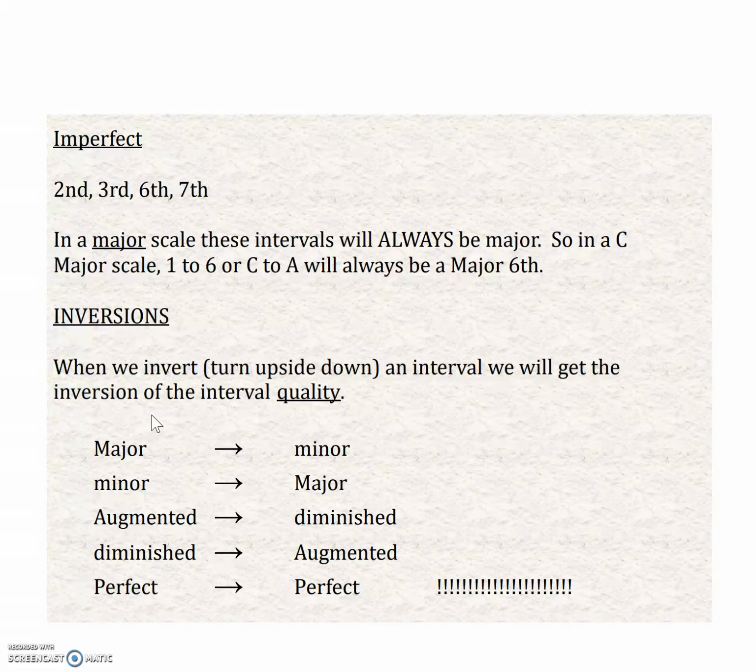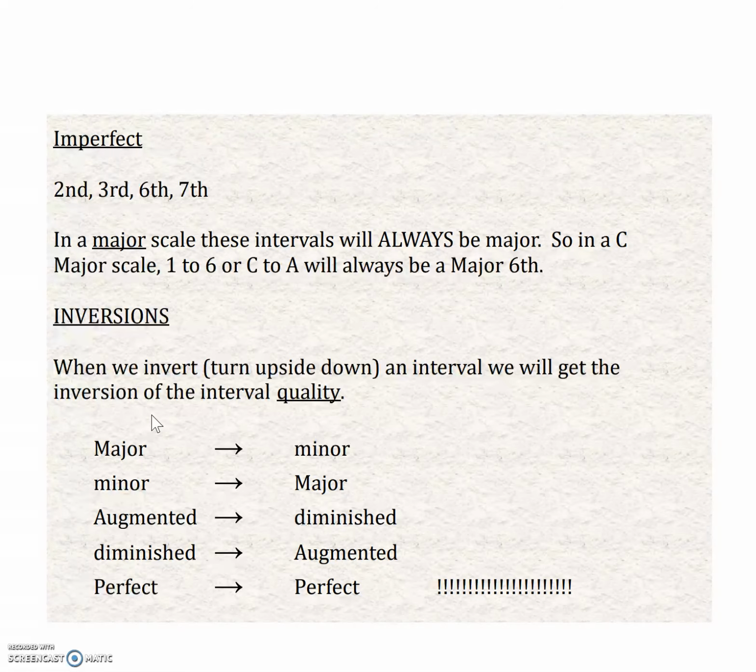When I take an interval and turn it upside down, meaning if I had B flat to G, now I want the G on the bottom and the B flat on top, I have now flipped it. I also flip the quality. So a major interval will become minor. A minor interval will become major. When we get to augmented intervals, augmented will become diminished. Diminished will become augmented. But holy moly, right here, perfect intervals stay perfect.